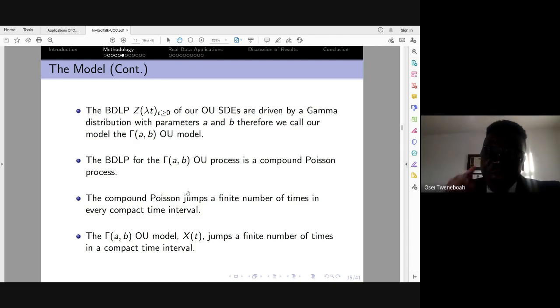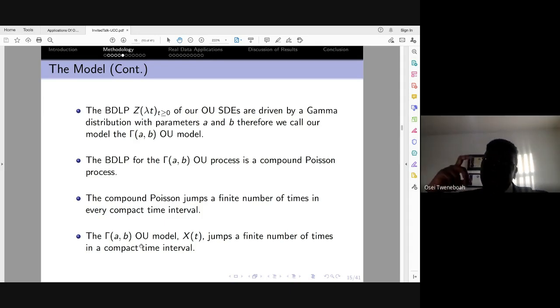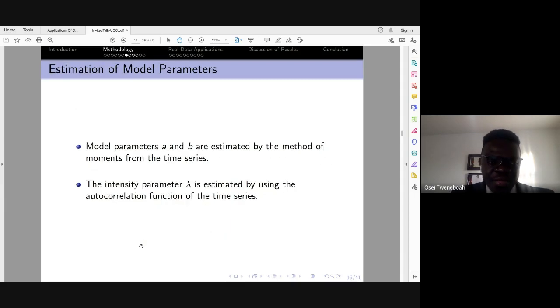So therefore, because we are taking the BDLP to be the gamma process, we call our model the gamma OU model. Whenever you hear the gamma OU model, basically it is the Einstein-Uhlenbeck model that I explained earlier on, where the background driving Lévy process is a gamma process. And it's a gamma process because we want to take into account the jumps. It's very important that we are able to capture those jumps, those fluctuations, and we capture that by introducing the gamma process. Good.